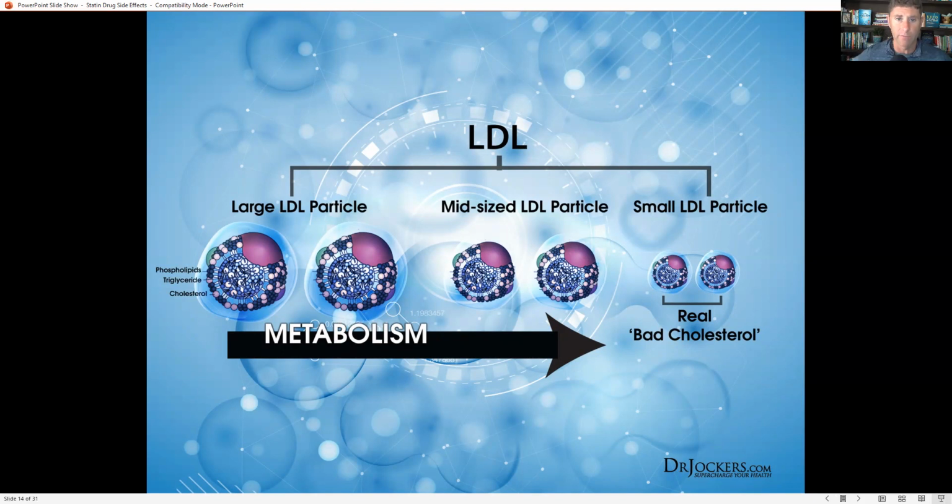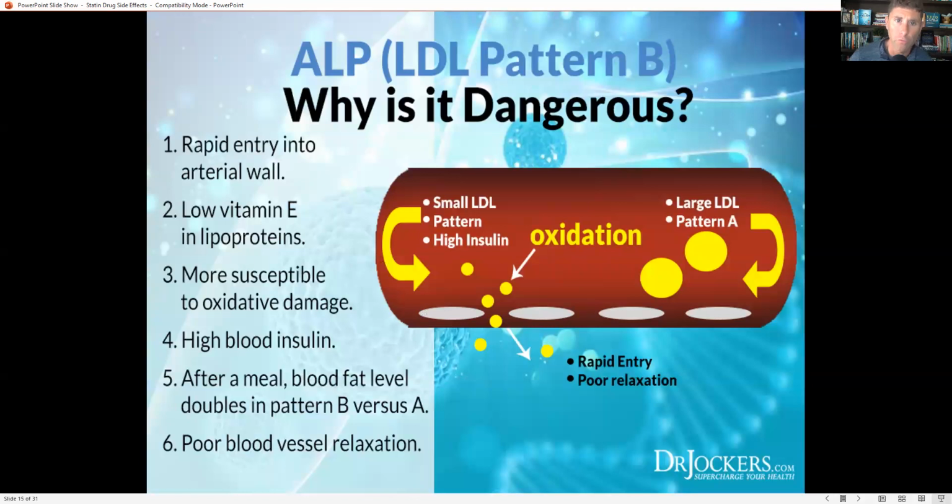And actually higher levels of large LDL particles have been shown to be cardioprotective, whereas small LDL particles, these small dense LDL particles, have less phospholipids, less antioxidant defense, and they're more prone to oxidation. So they're the bad cholesterol. And small LDL particles are associated with high insulin levels, right? And so we call the large LDL particles pattern A LDL and the small ones pattern B.